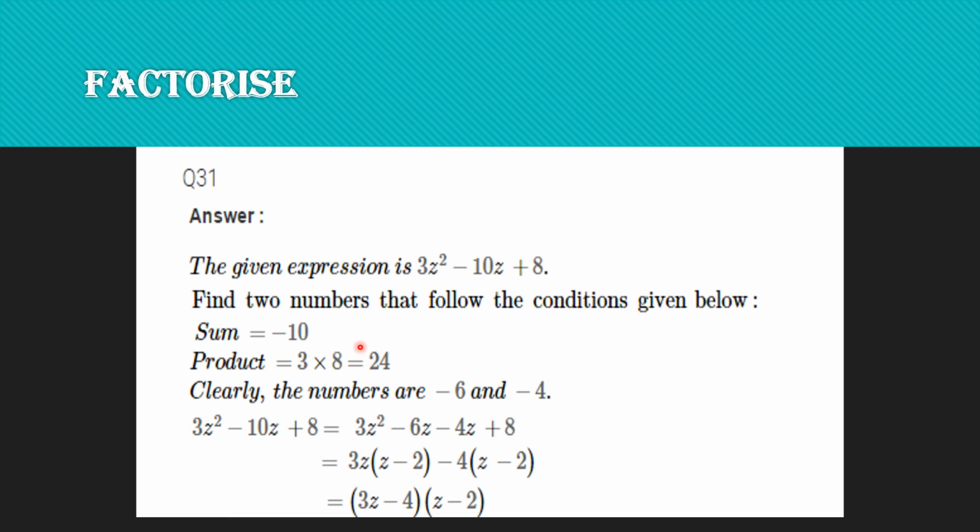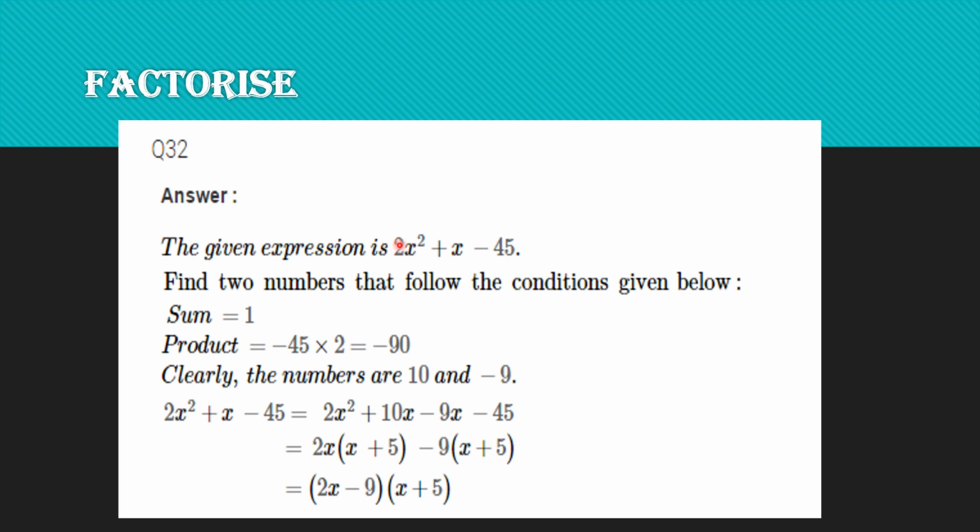minus. That means if both the numbers are negative, the product becomes positive. So 6 fours are 24, −6 and −4, the sum is −10. −6 and −4, the product is +24. Rewrite the given expression as 3z² − 6z − 4z + 8. Take the common term as 3z, we get z − 2, and −4 as a common term, we get z − 2. So the two factors are 3z − 4 and z − 2.